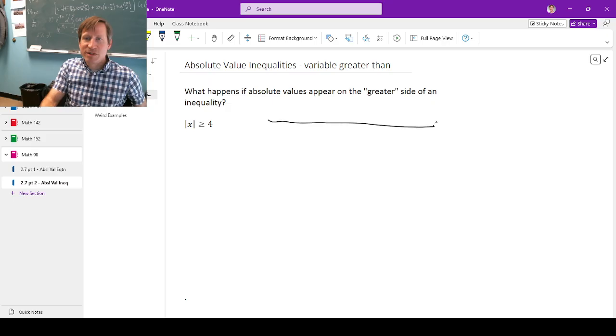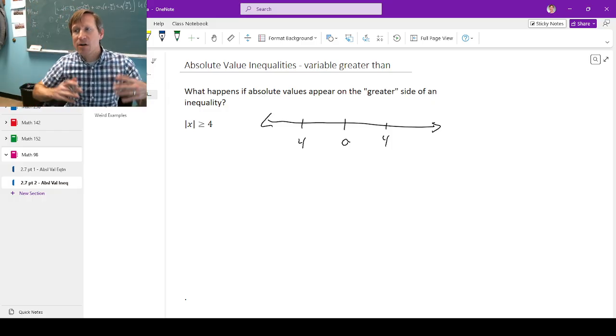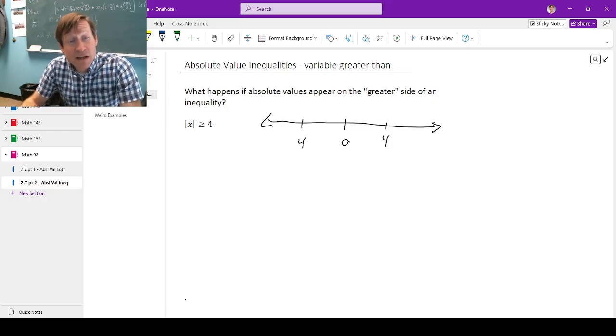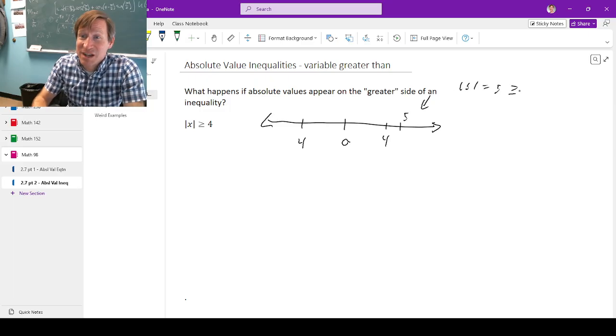Let's do what we did before and draw a number line. Probably 0, 4, and minus 4 are going to be important numbers, so let's mark those on our number line. And then ask, where are the numbers whose absolute value is greater than 4? Well, anything greater than 4, its absolute value is greater than 4, right? So for positive numbers, if it starts out greater than 4, it's a number that we want. For example, 5: the absolute value of 5 is 5, and that's greater than or equal to 4.